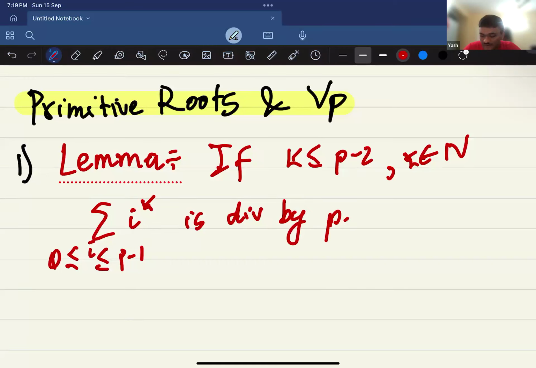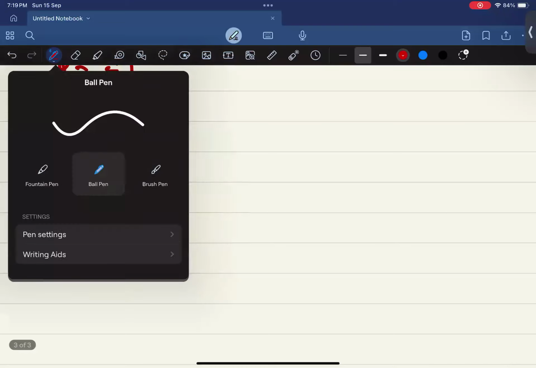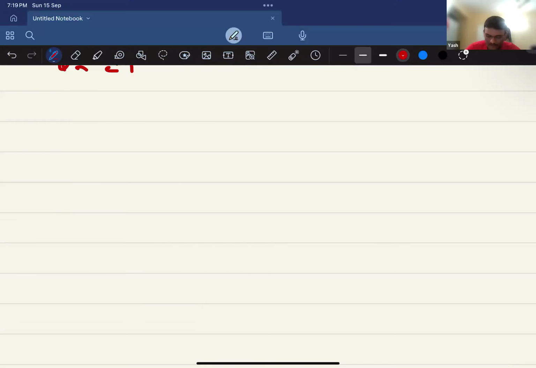Have any of you seen it before? Yes. Okay, so do you mind telling the proof? I don't remember exactly the proof. Okay, no problem. I'll write it.